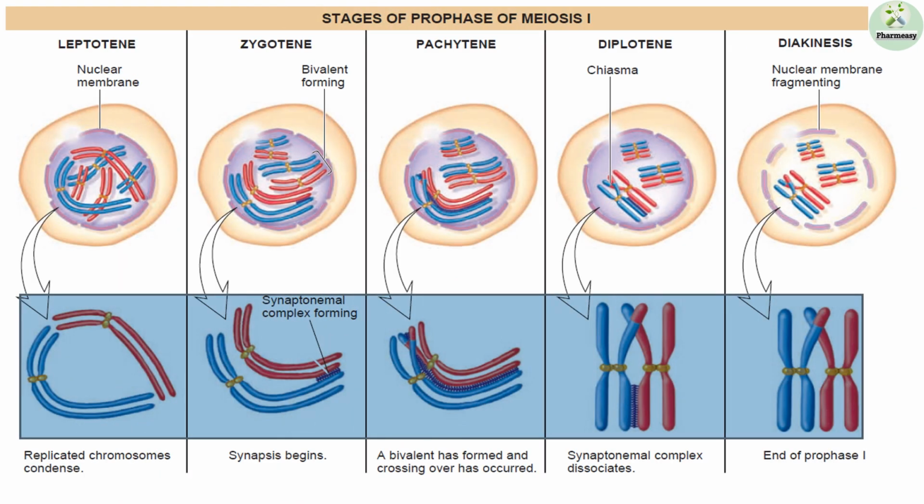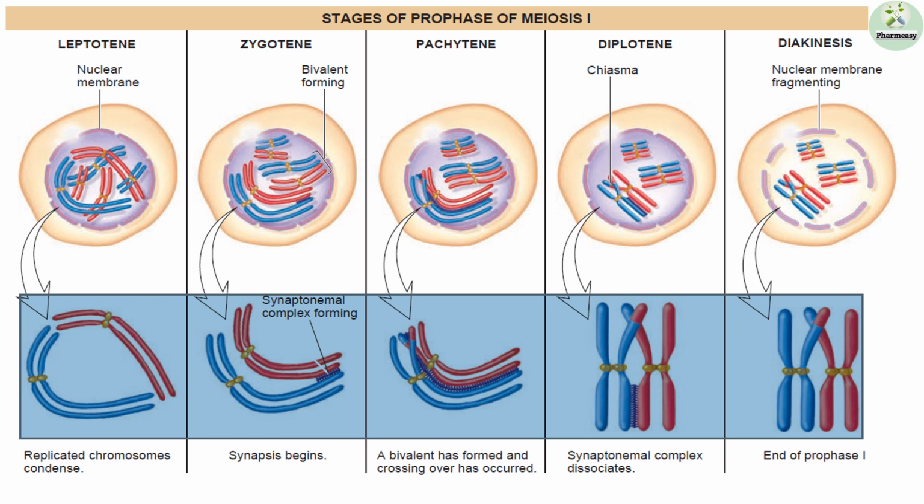In leptotene, replicated chromosomes. In zygotene, synapsis begins. Formation of bivalent and crossing over has occurred in pachytene. And in diplotene, synaptonemal complex dissociates, and in diakinesis, there is end of prophase 1.